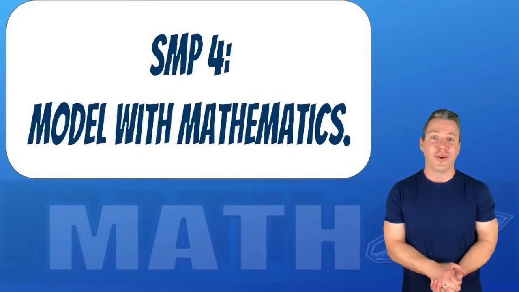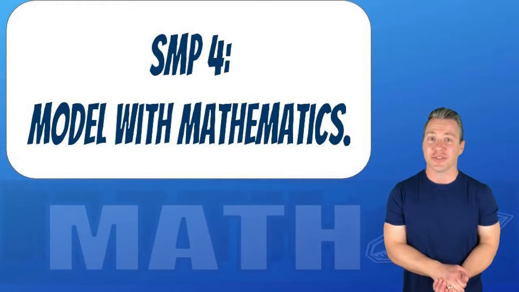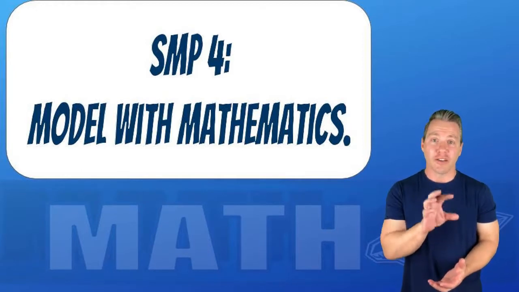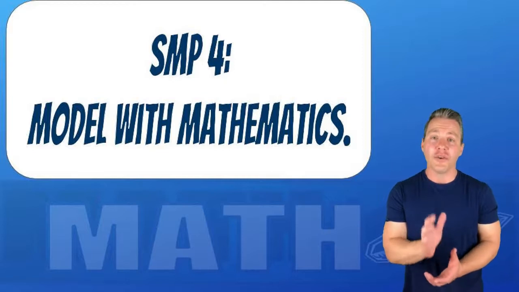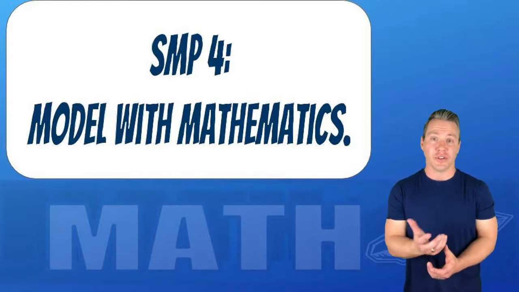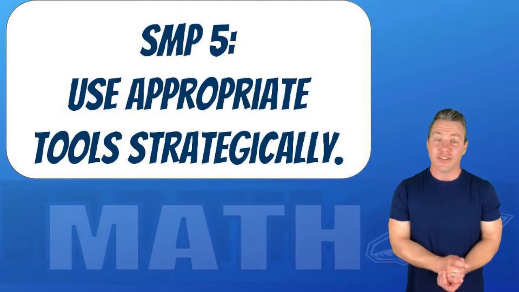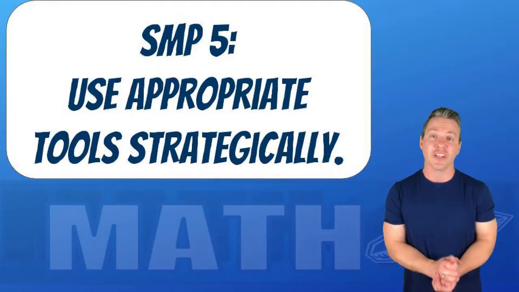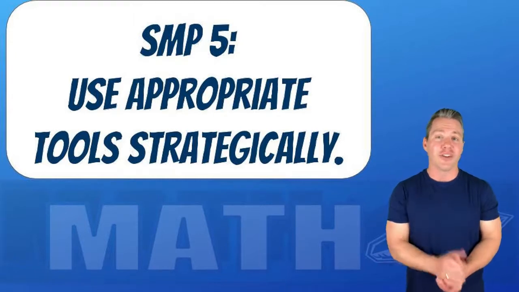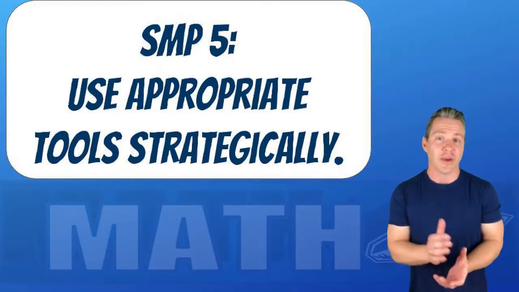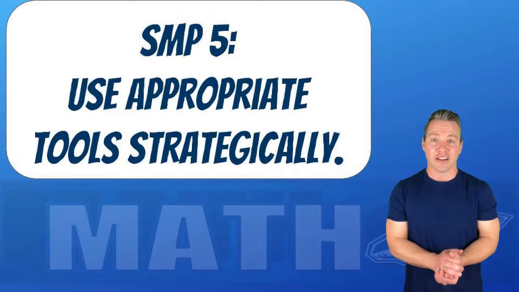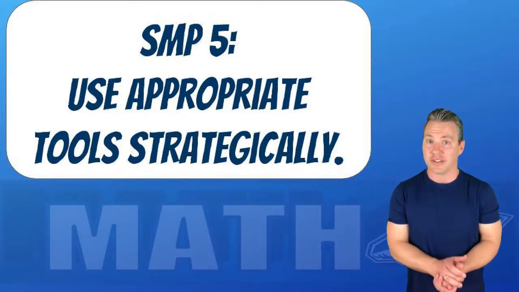SMP number 4, we are definitely working through models. The equal groups model, the area model, the number line model, all of those models are great ways for students to show their thinking. In SMP number 5, students are using tools strategically. We're giving them the option of using the area model, the number line, the equal groups, or any other way they may feel they can solve the problem and show their reasoning.